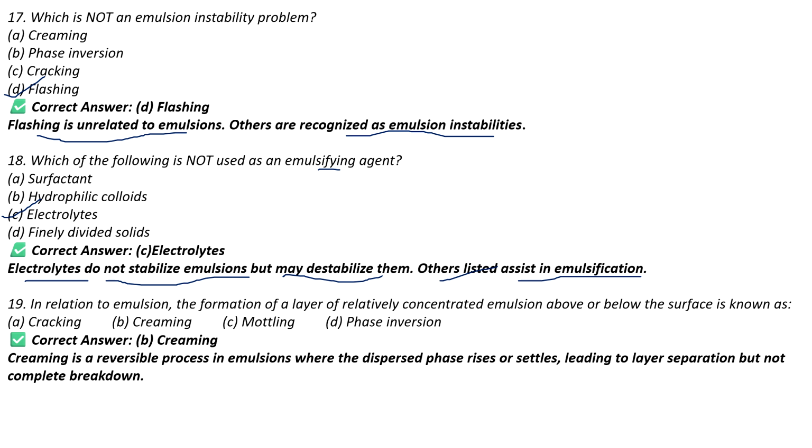Moving on to the next question. In relation to emulsion, the formation of a layer of relatively concentrated emulsion above or below the surface is known as. Options are cracking, creaming, mottling, phase inversion. So creaming is basically a reversible process in emulsion where the dispersed phase rises or settles, leading to a layer separation but not complete breakdown. So we can say creaming is the right answer of this question.